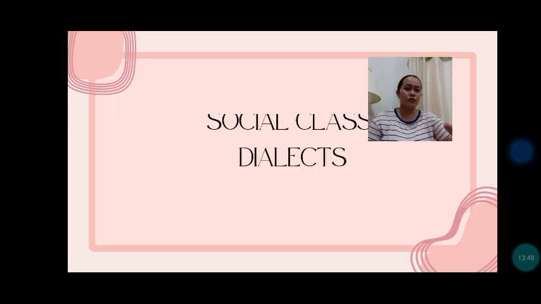Okay, moving on to social class dialects. Unlike caste, social class depends on education, income, and prestige. For example, a bank manager, a lawyer, and a teacher usually belong to higher social classes compared to an office cleaner or a factory worker. And just like caste, these class differences are reflected in speech.